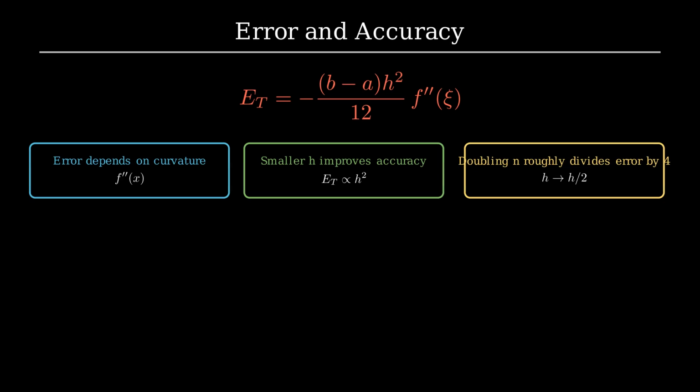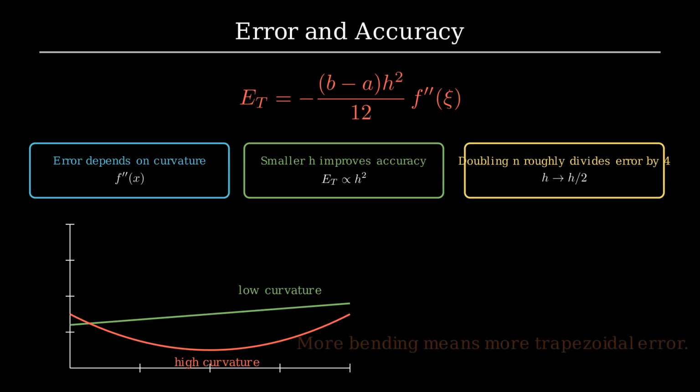For a smooth function, the theoretical error contains h squared and the second derivative. The second derivative measures curvature. This means the trapezoidal method is very good for nearly straight curves. But it needs smaller intervals when the curve bends sharply.